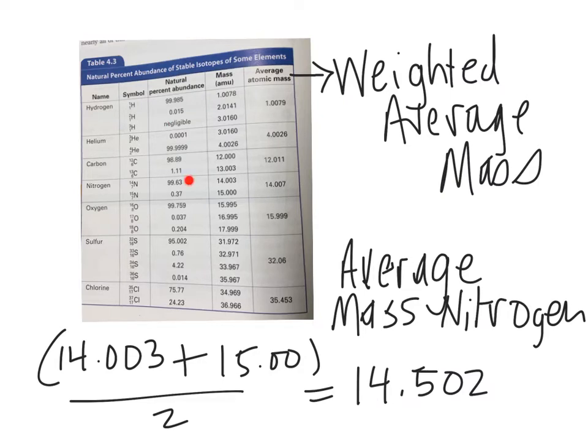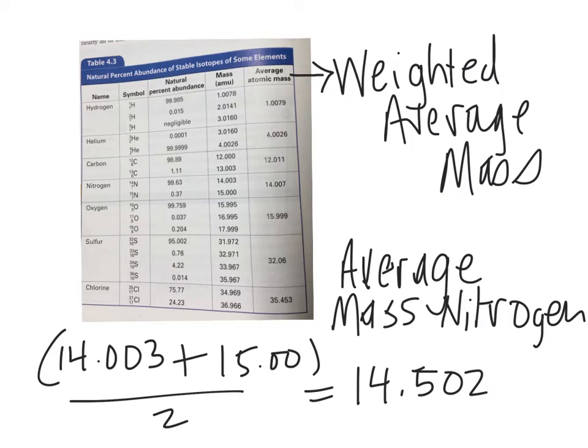So like for oxygen 16, 99% is oxygen 16, whereas oxygen 17 is 0.037% and oxygen 18 is 0.204%. Whereas if you're looking at chlorine, 75.77% is chlorine 35, and 24% is the isotope chlorine 37.